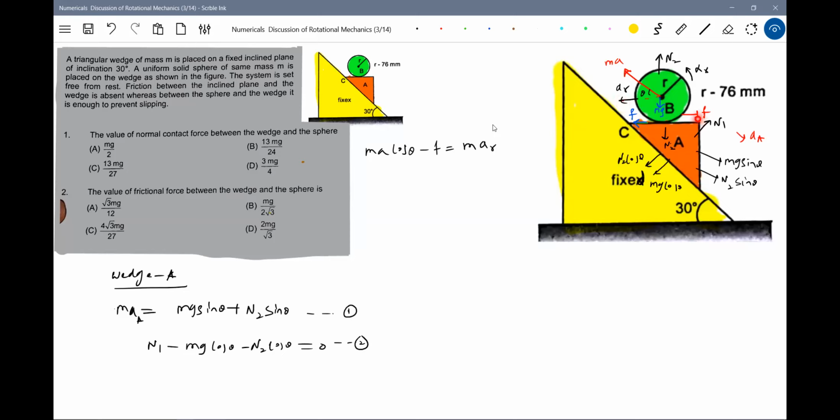Try to do it in the ground frame, it is very difficult to analyze the friction. That's why I took the wedge frame. So MA cos theta minus F equal to M AR. Then rolling motion. What is AR? Acceleration of the sphere with respect to the wedge. That's why I wrote AR.